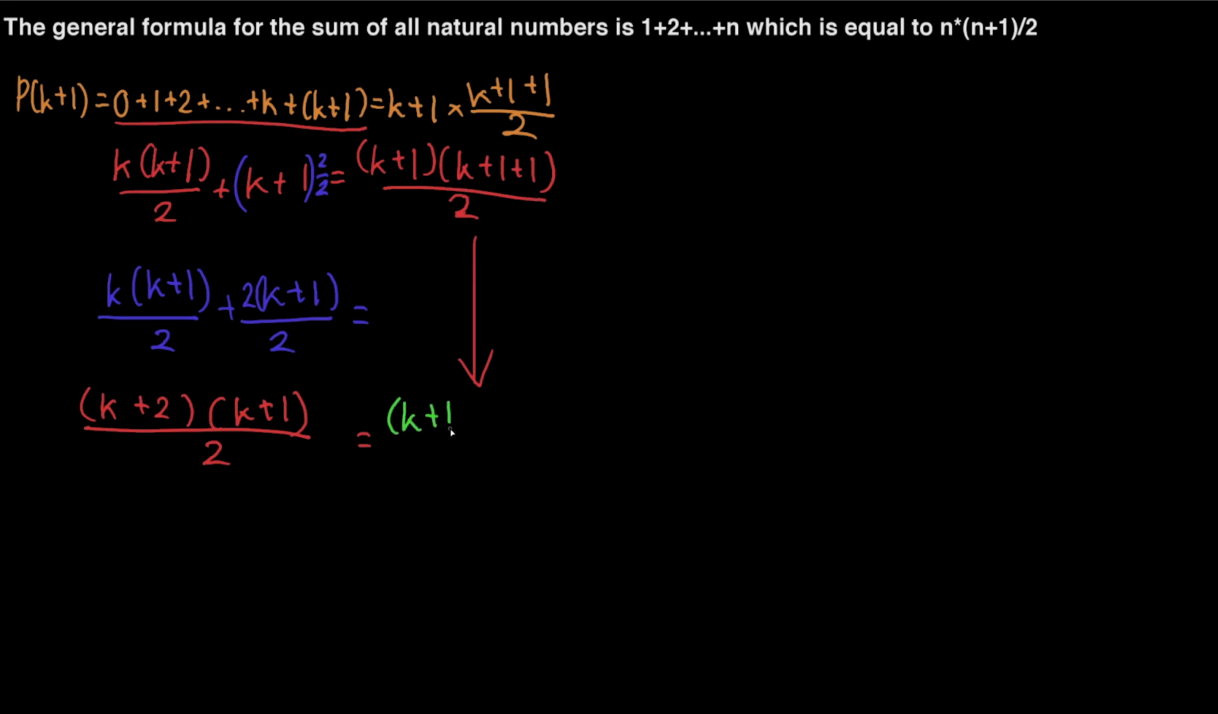Now that we have simplified everything, let us see if the equation holds. The left side of the equation is equal to k plus 2 times k plus 1 over 2. The right side of the equation is k plus 1 times k plus 2 over 2. As we can see, both sides of the equation are the same. Therefore, using PMI, we have proven that the general formula for the sum of all natural numbers is true.